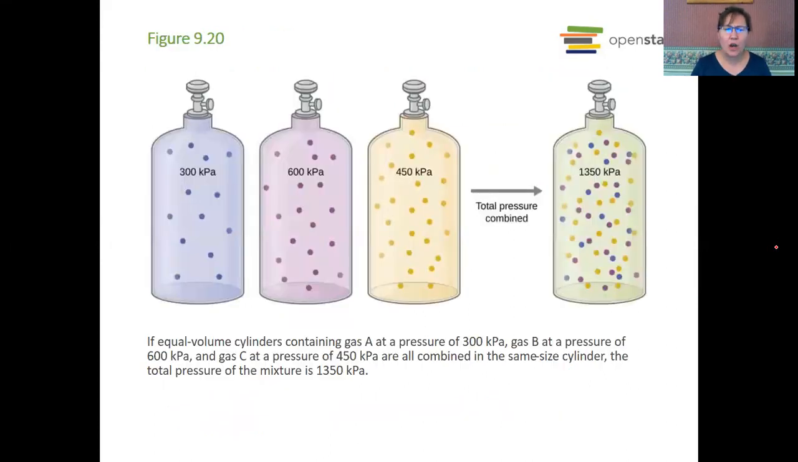All right, so this is kind of a graphic of what that would look like if you have one bottle at 300 kPa and one bottle at 600 kPa and one bottle at 450 kPa, and you put them all in the same bottle that's the same size, then you have a total pressure of 1,350 kilopascals. And we'll talk a little bit about the kinetic molecular theory of gases, and we know that the gases don't really interact, and so we can just add them up.